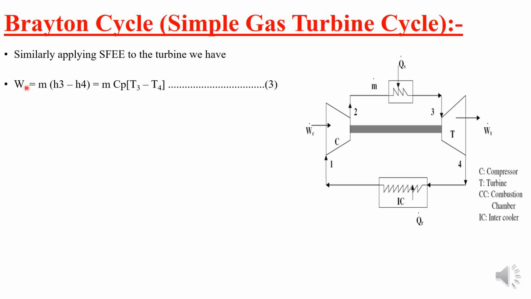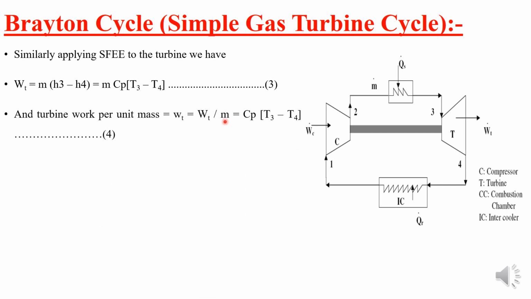If it is for unit mass, what you have to write is this one divided by M. So divided by M, you will get the expression for turbine work for unit mass. For unit mass you will get Cp times (T3 minus T4). So note down that one as equation 4.